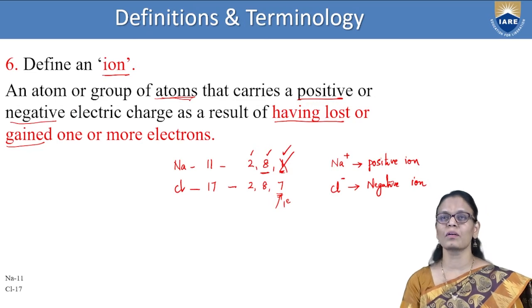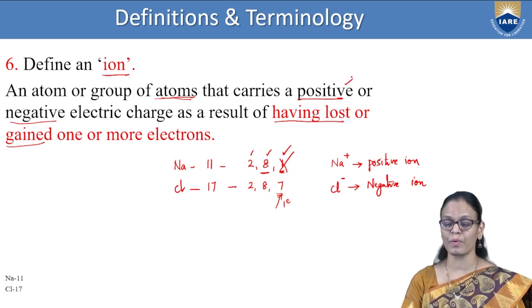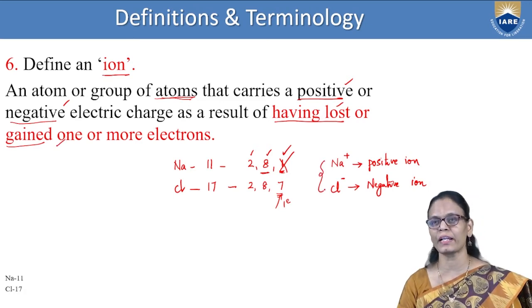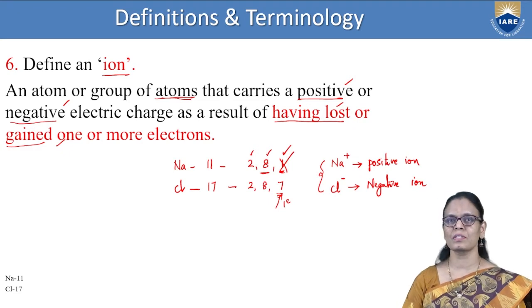So an atom or group of atoms that carries a positive or negative electric charge. How are they attaining this charge? By losing the electrons or gaining the electrons. So here we have seen the two examples of gaining and losing, how the ions are formed.